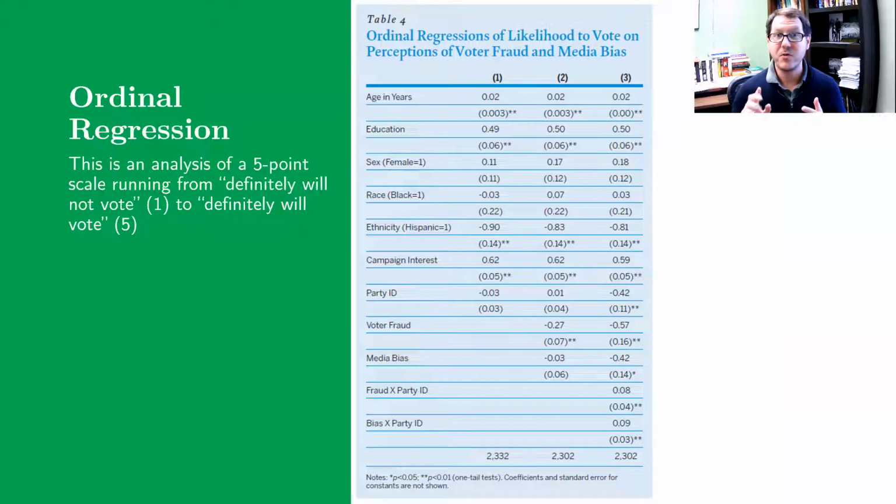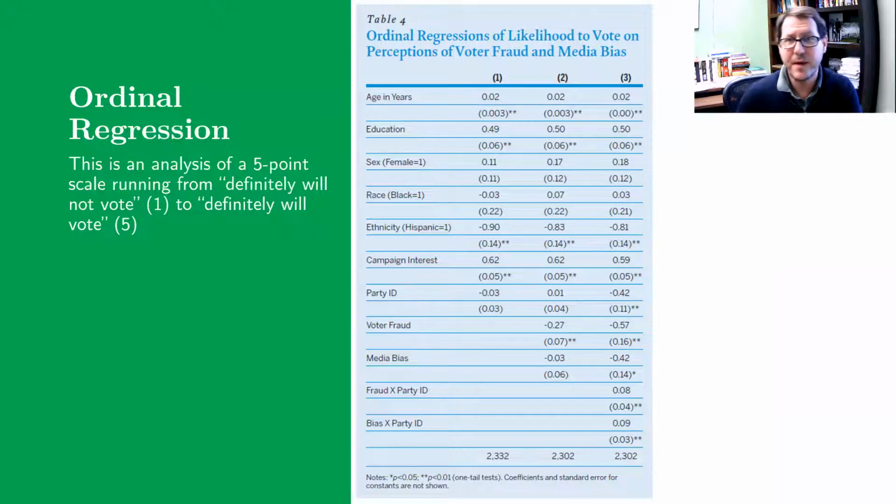We've got the age in years. We've got education. I think that's a 4-category scale. We've got sex, female is 1. We've got race, where we're indicating if a person is Black with a 1, not Black is 0. Ethnicity, Hispanic 1, not Hispanic 0. There's an index for the interest people have in the campaign. There's a variable for party ID, which I forgot to look up what that means. And there's a question about how likely you think there is voter fraud, and how biased you think the media is.